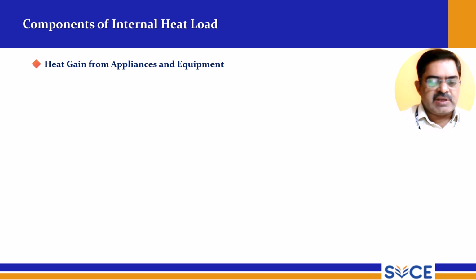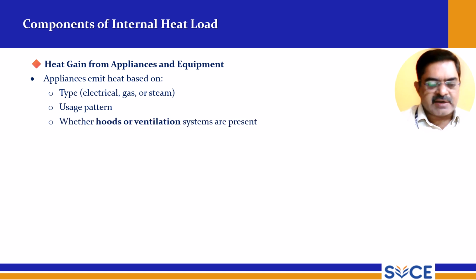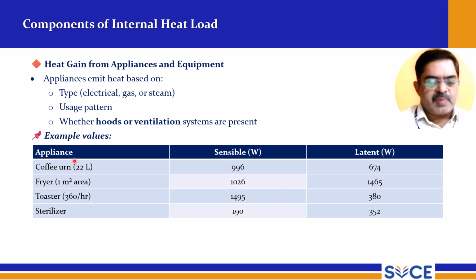The third component is the heat gain from appliances and equipment. Appliances emit heat based on type, electrical, gas or steam, and usage pattern, and whether hoods or ventilation systems are present. So example values are like this. The appliances are a coffee urn, fryer, toaster, and sterilizer. For these, the sensible heat gain is 996 for the coffee urn, 1026 for the fryer, 1495 for the toaster, 360 for another, and for the sterilizer it is 190, and the latent is a little different here, you can see the latent is 674, 1465, 1465, 380, 352.